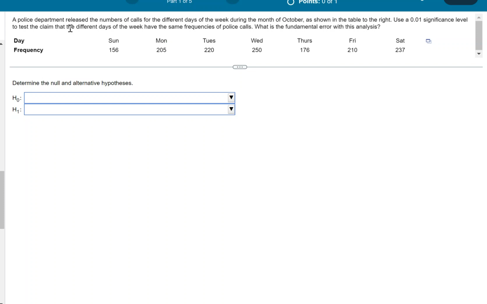Okay? So here's the claim in the question: the different days of the week have the same frequencies. So they mean the same frequencies as each other. For example, you wouldn't get more calls on a Monday than you would on a Thursday, or more on a Saturday than you would on a Wednesday. They're saying that they expect to have all the same frequencies.